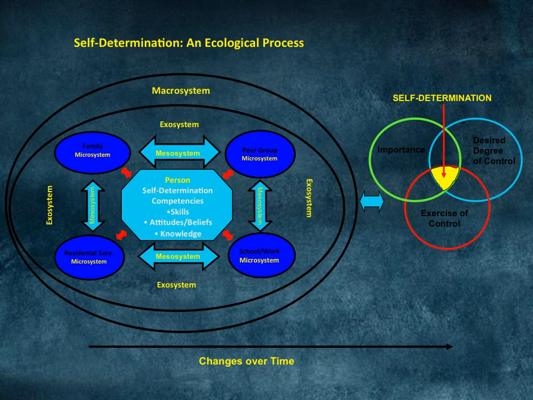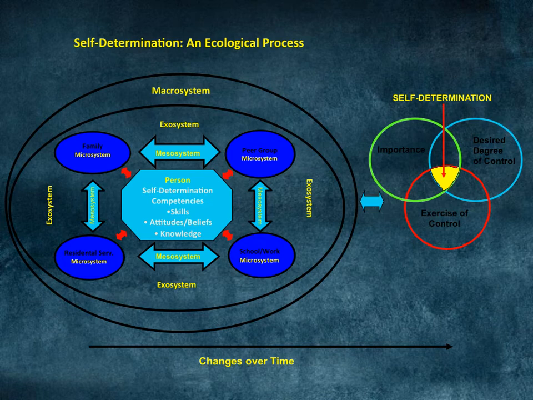So, keeping the ecological process in mind, we have to make sure that we are providing individuals with disabilities the opportunity to not only interact with their immediate family, but to move ahead and move into the community and then to society as a whole, and be able to make important decisions about their life, the degree of control that they would like, and the exercise of the control.